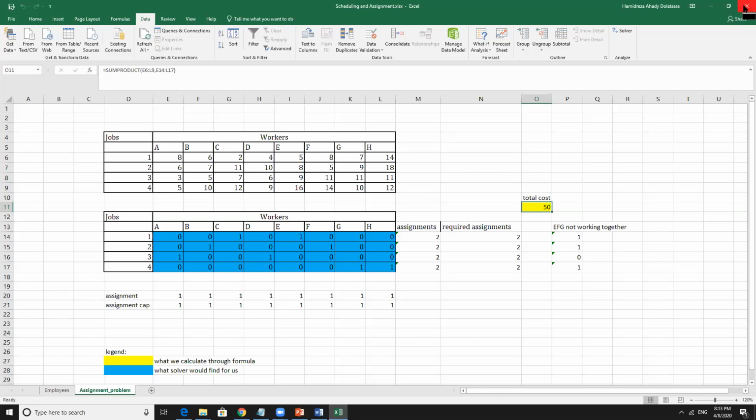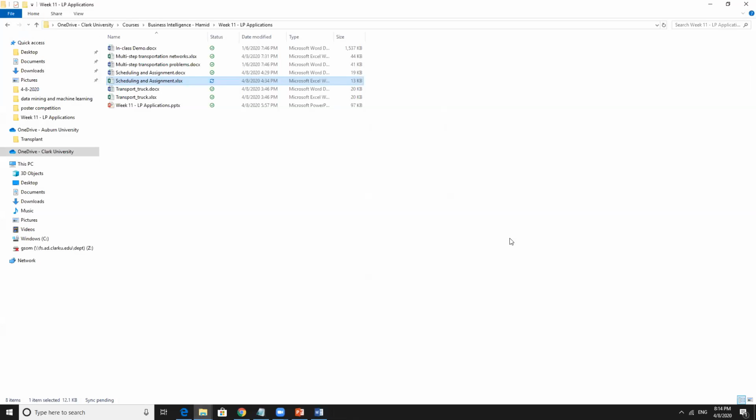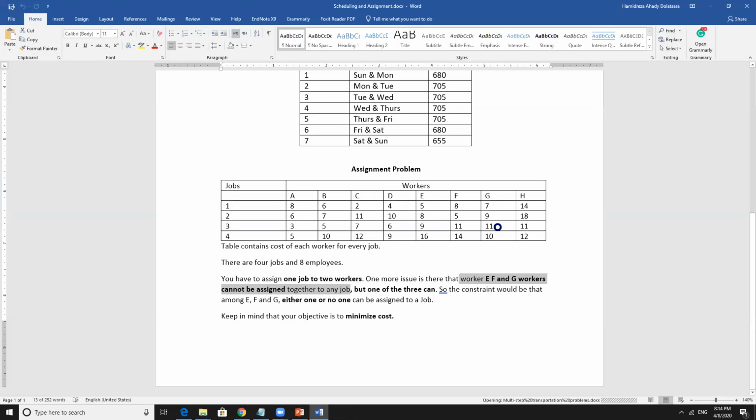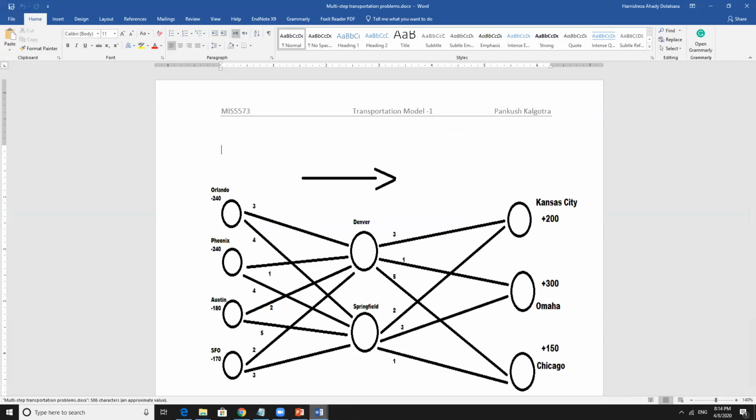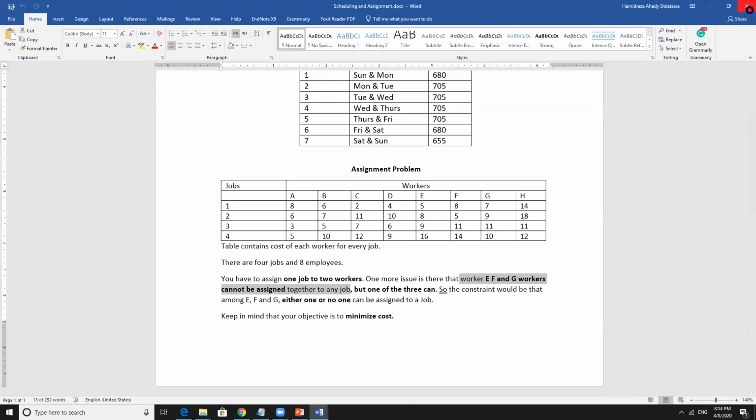So if there is no question, I go to the last problem, the multi-step transportation problem. Just close this one.